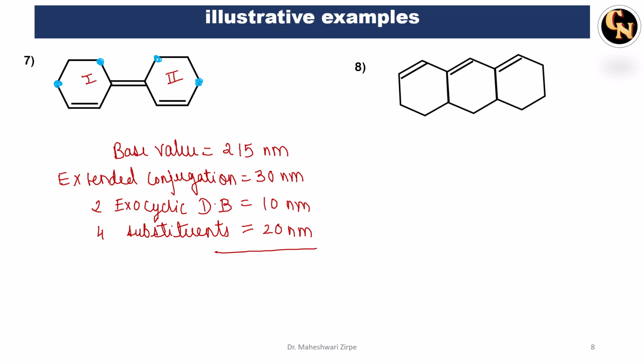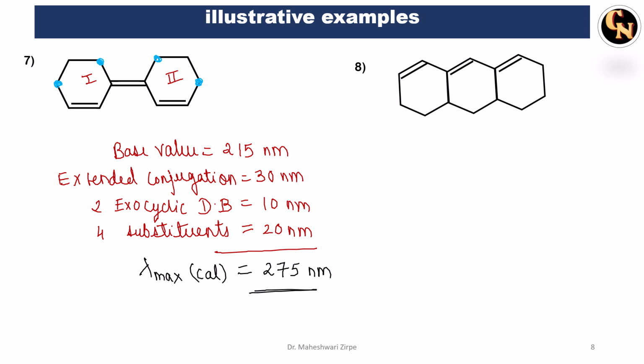So let us calculate the lambda max value. The lambda max value calculated is how much? 215 plus 30 plus 10 plus 20 comes out to be 275 nanometer. Okay, this is the calculated lambda max value.